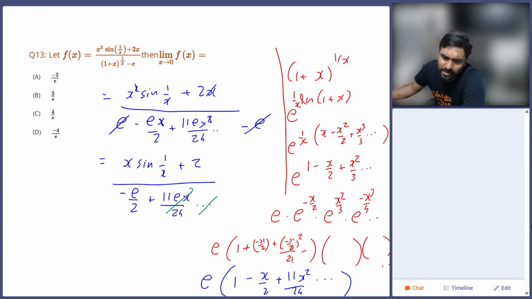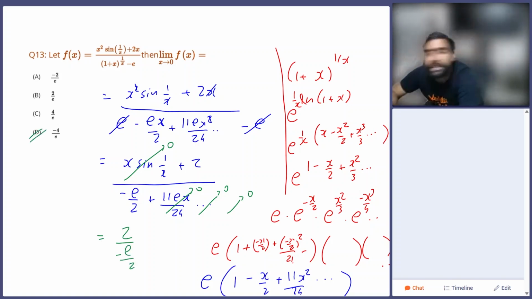Now all of these terms, I'm going to create a 0, and as I've got an extra minus e by 2, I'm happy with this. This term also 0 into some sign of infinity, which is still sign lies between minus 1 to 1, that's again 0. So what I'm left off with is simply 2 upon minus e by 2, which is minus 4 upon e. Yes, option D, minus 4 upon e will be the answer over here.